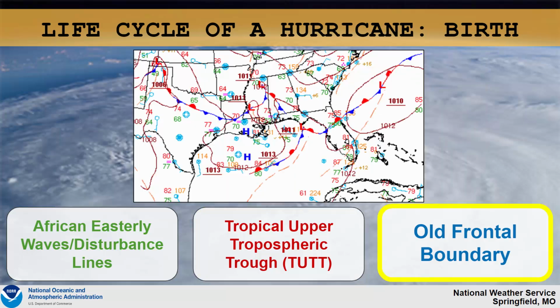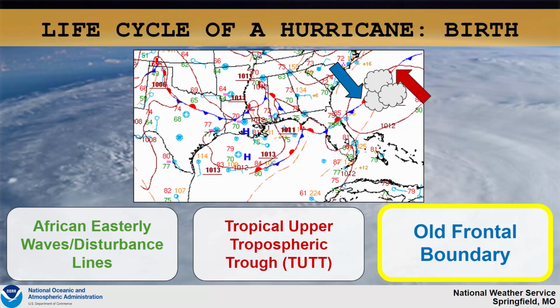Now the last method is an old frontal boundary. A front that drops over the ocean is an area of spin and lift. The cold air coming down from the north and warm air lifting up from the south creates lift and spin and creates thunderstorm development, which again, if it moves into a favorable area, could become a hurricane.